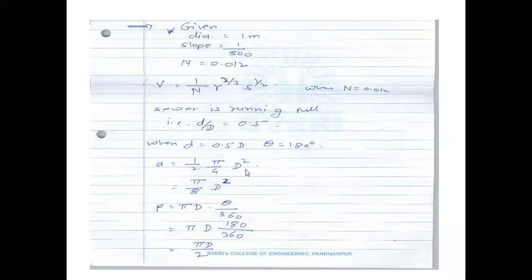Now perimeter. What will be the perimeter? P is equal to pi d into theta upon 360. But here what is the theta? Theta is 180. So what will happen? Again 1/2. So that's why for calculating A also, we have taken 1/2 directly. So here P is equal to pi d into 180 upon 360. And that equation becomes pi d upon 2 for the small p. And for small a, it becomes pi by 8 into d square.